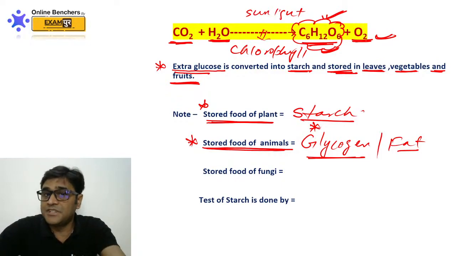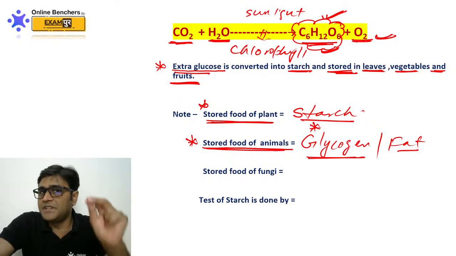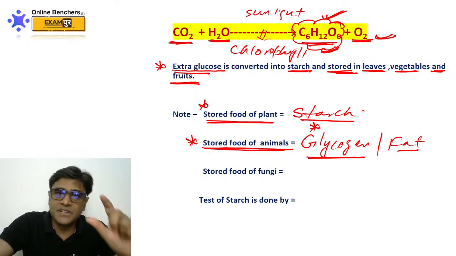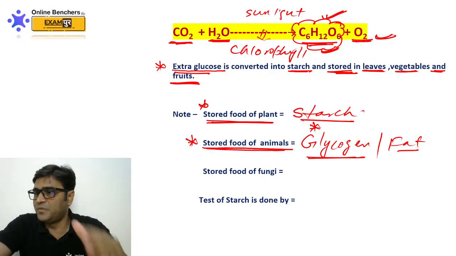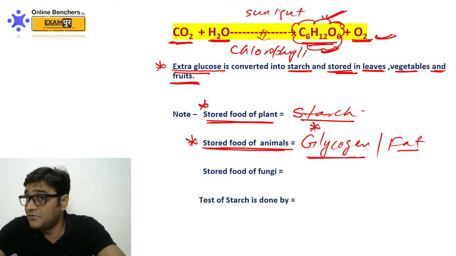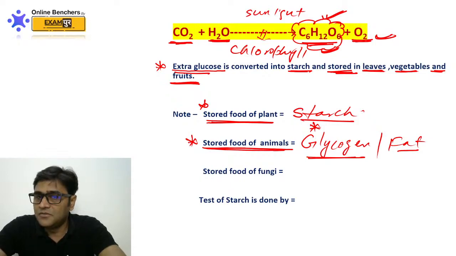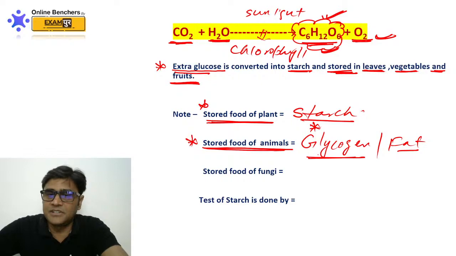So if the question is what is the stored food or reserve food of animals, your answer should be glycogen. If glycogen is not in the options, your answer should be fat. If both are in the options, we will give priority to glycogen. Glycogen, super duper hit question. Sia Pandey, you are right. Prajwal is saying glucose, no. Glucose is not the stored food. Extra glucose is converted into what?